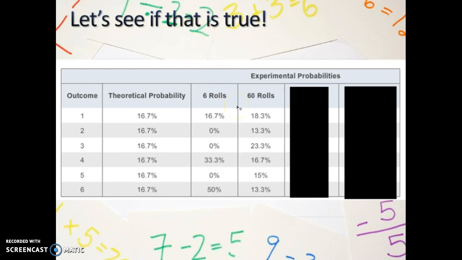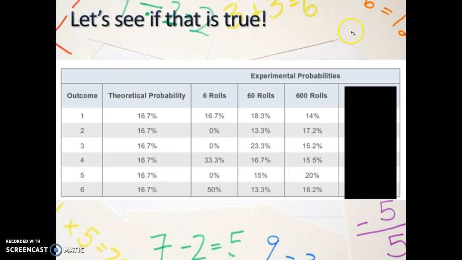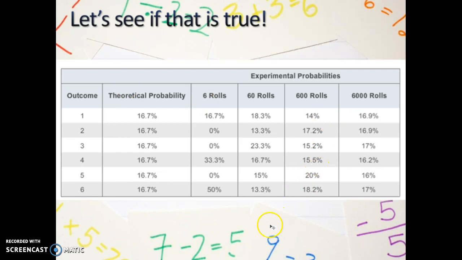Let's say I increase my experiment to 60 rolls. Now take a look. Now they're starting to get a little bit closer. Let's do 600 rolls. Now they're getting even closer to that 16.7. And let's say I rolled that die 6,000 times. Look at how close these are. Off by 0.2, off by 0.3, off by 0.5, by 0.7, by 0.3. Look at how close they are to the theoretical probability.